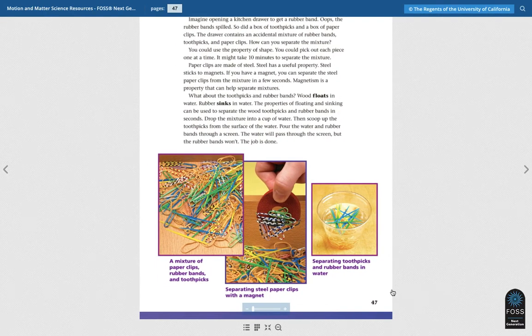If you look down here at the bottom, the captions say a mixture of rubber bands or a mixture of paper clips, rubber bands, and toothpicks. So this is what it would look like in the drawer if it got all mixed up. So first, they separate the steel paper clips with a magnet, and then they separate the toothpicks and rubber bands in water. See how the toothpicks float to the top and the rubber bands all sink to the bottom? It kind of looks like a cup of noodles.